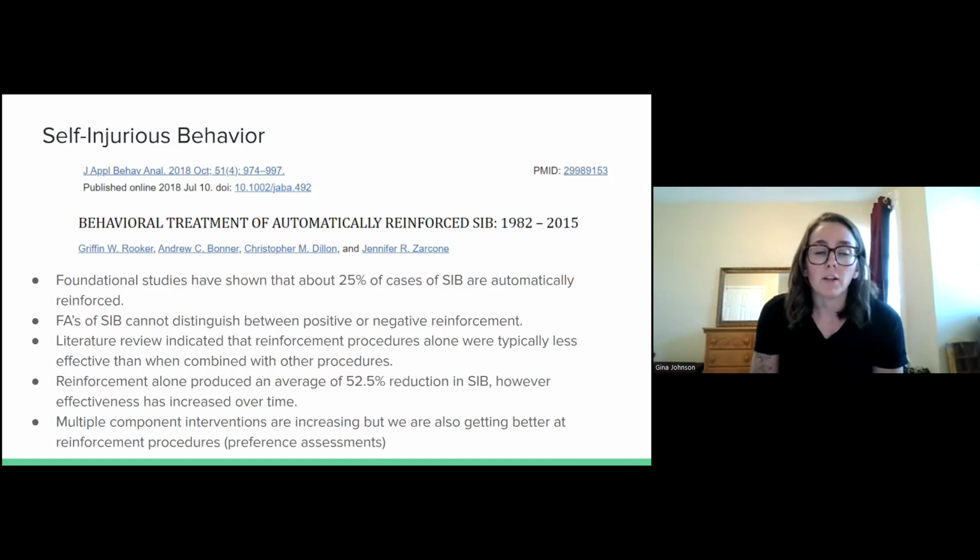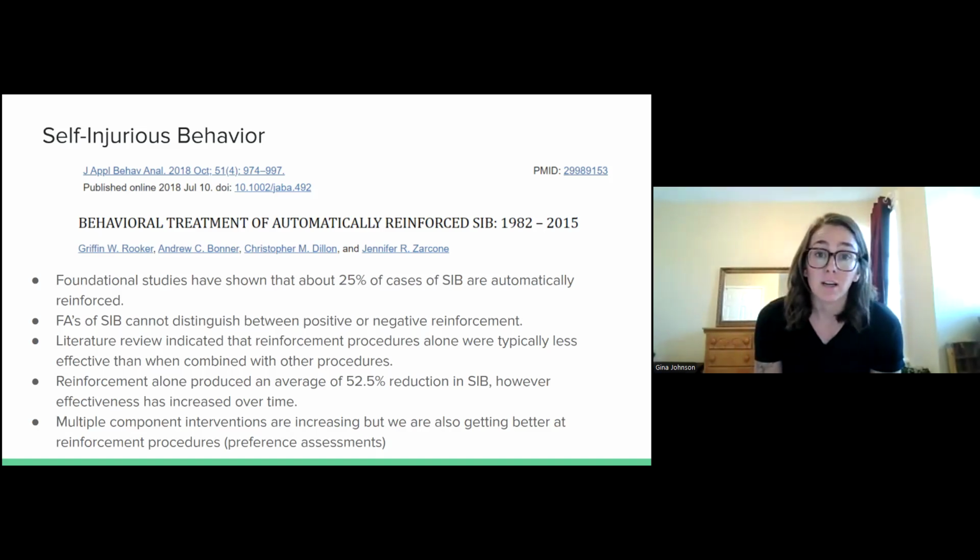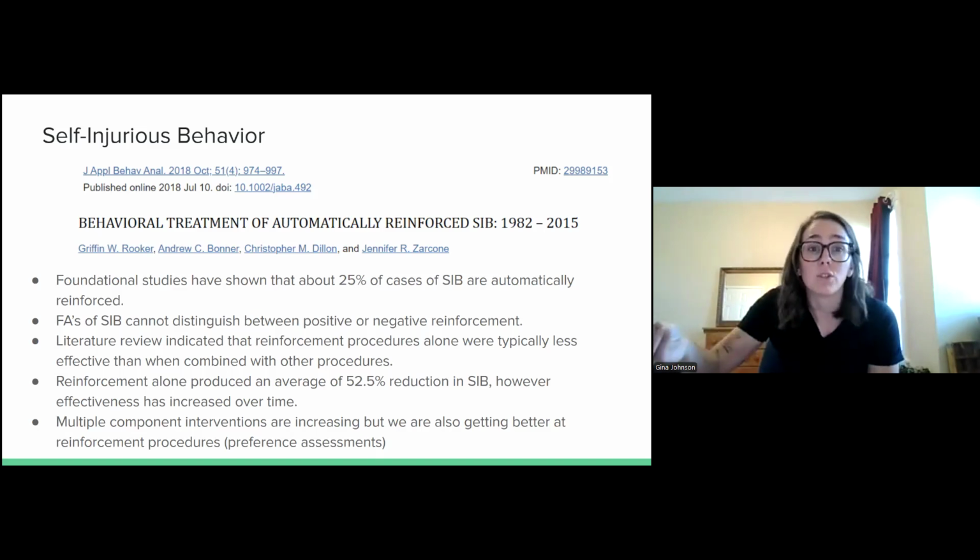So again, with functional analyses of self-injurious behavior, you can't distinguish between positive or negative reinforcement. There are different pain tolerances, and we're working on trying to figure out if hypo- or hypersensitivity to pain is a factor here, and if we can get a clearer idea of whether that reinforcer is positive or negative. But we can't typically tell if the self-injury is removing something more aversive that's happening, or if the addition of that sensory stimulus is the maintaining reinforcer.